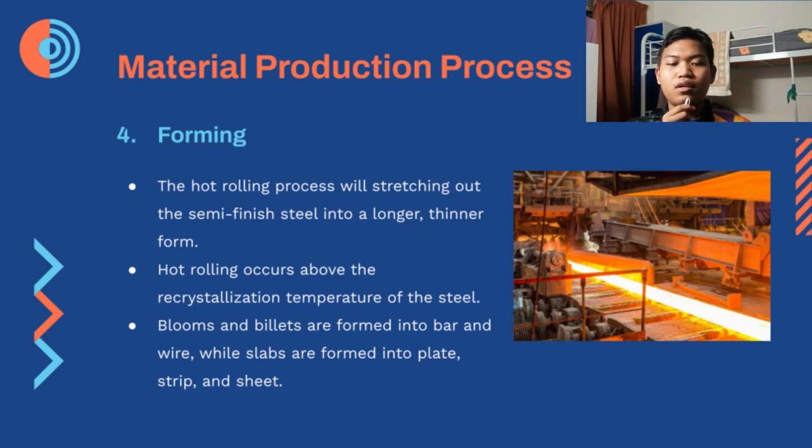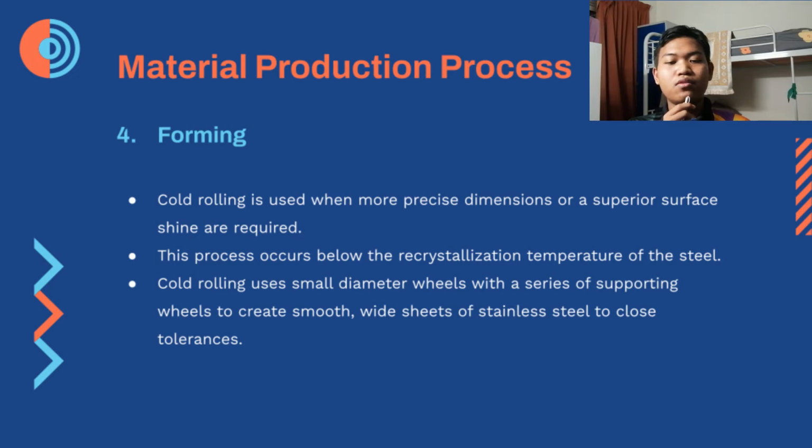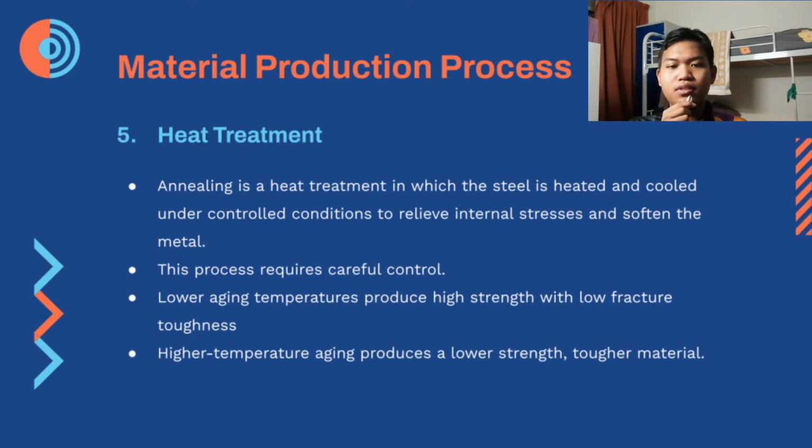In this process, blooms and billets are formed into bar and wire, while slabs are formed into plate, strip, and sheet. In this forming process, we also use cold rolling when more precise dimensions or a superior surface shine are required. The process occurs below the recrystallization temperature of the steel. Cold rolling uses small diameter wheels with a series of supporting wheels to create smooth, white sheets of stainless steel to close tolerance. And the next process is heat treatment. The heat treatment we use is annealing.